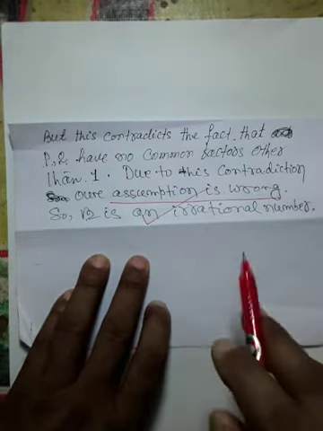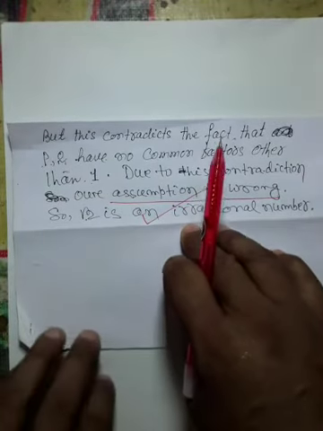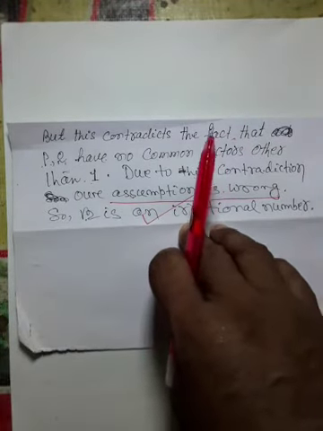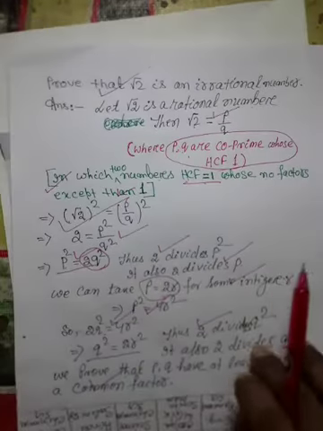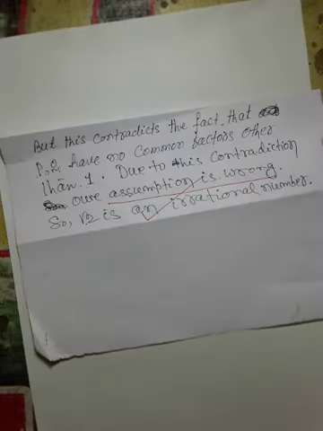So proved. In this way, you can prove that root 3 is an irrational number. In the root 3 case, you will write that 3 divides p square and 3 divides p, and 3 divides q square and 3 divides q. Like this way, you will try to prove that root 3 is an irrational number.